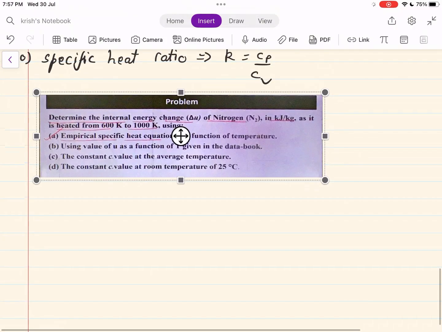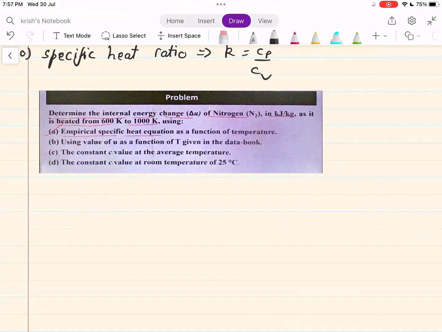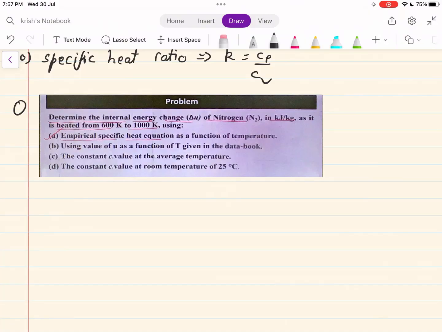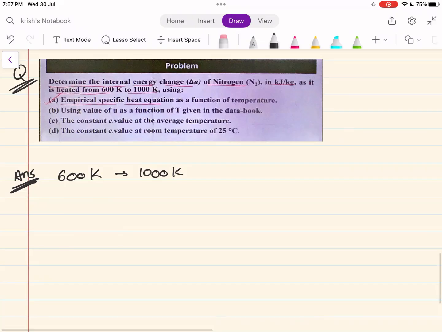And when it is not mentioned what to use, you have to use your own brain to figure out what you should use. Okay, determine the change in internal energy of nitrogen in kilojoule per kilogram as it is heated from 600 Kelvin to 1000 Kelvin using empirical specific heat equation as a function of temperature. Remember, delta U equals Cv delta T.